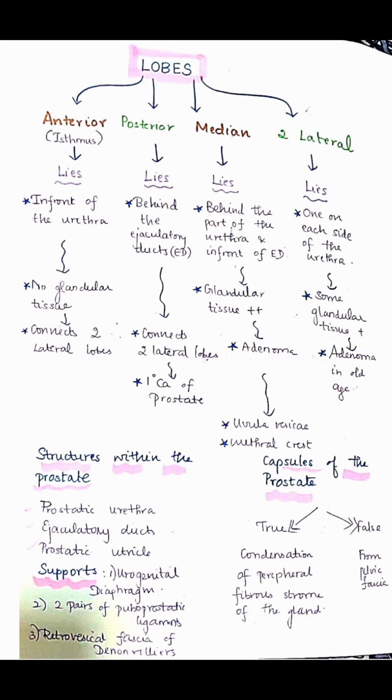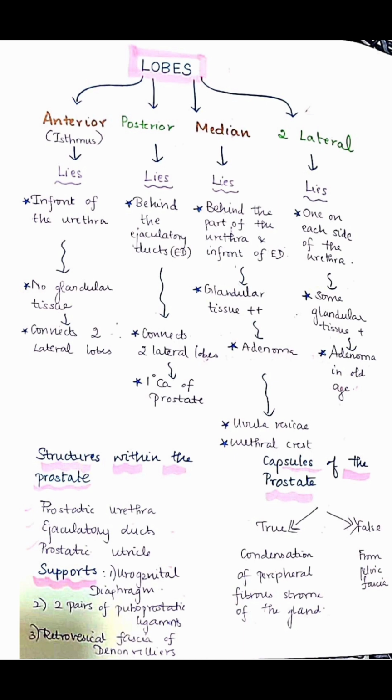So there are 4 lobes, anterior, posterior, median and 2 lateral. I have divided each and every point and differentiated it. So first we will see about the anterior. The anterior lobe is also called as isthmus. It lies in front of the urethra and there is no glandular tissue present and it connects the 2 lateral lobes. The posterior lobe lies behind the ejaculatory ducts and it connects the 2 lateral lobes, and it is the most common site for the primary carcinoma of prostate.